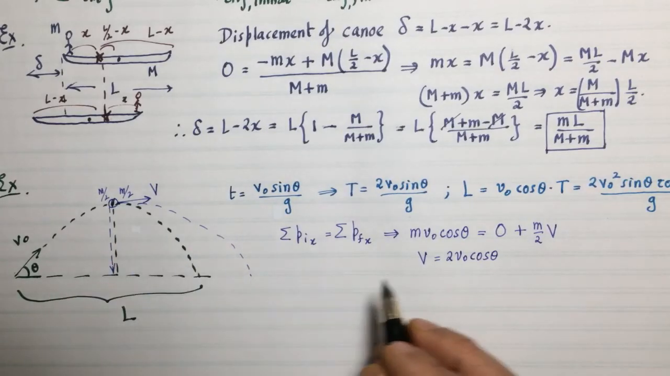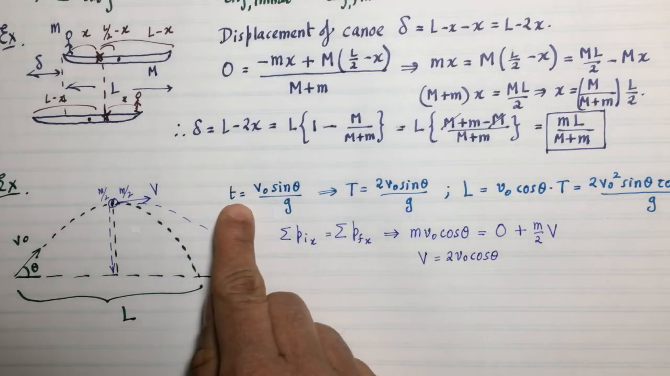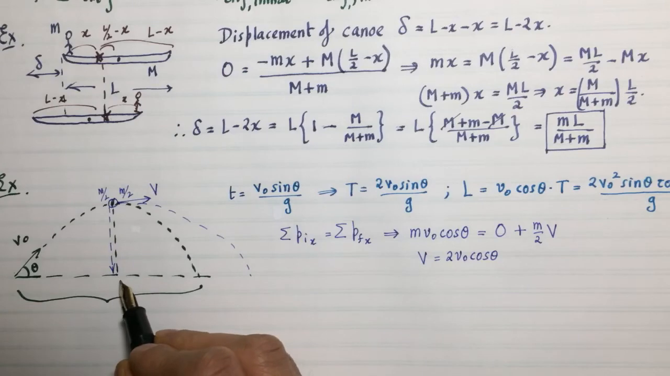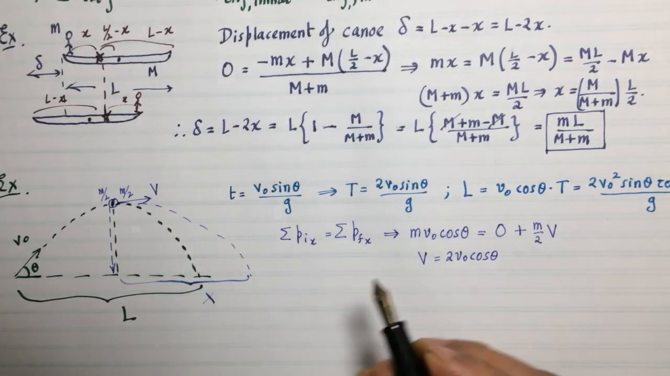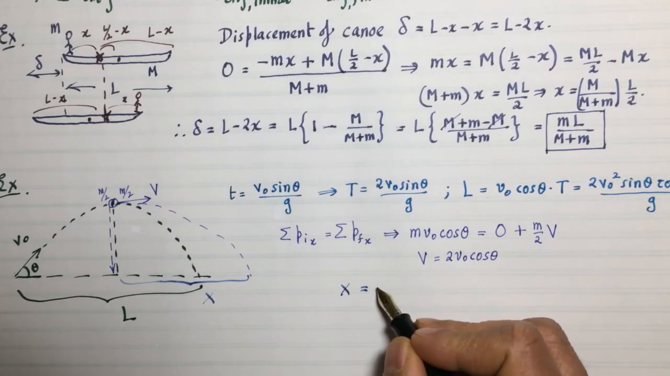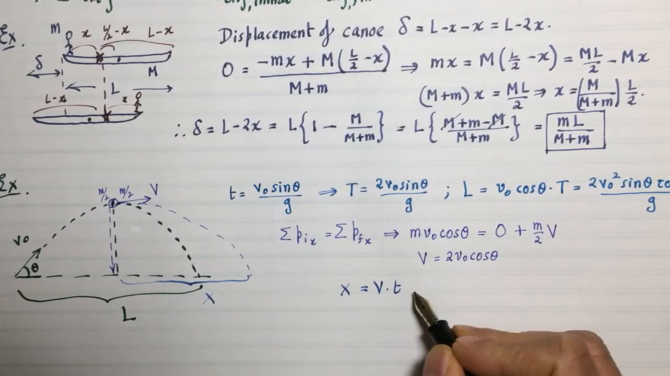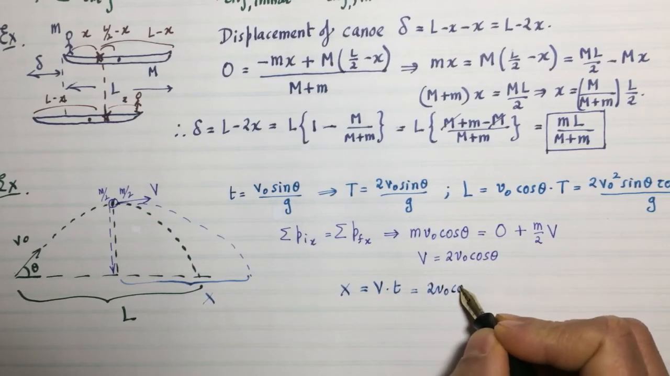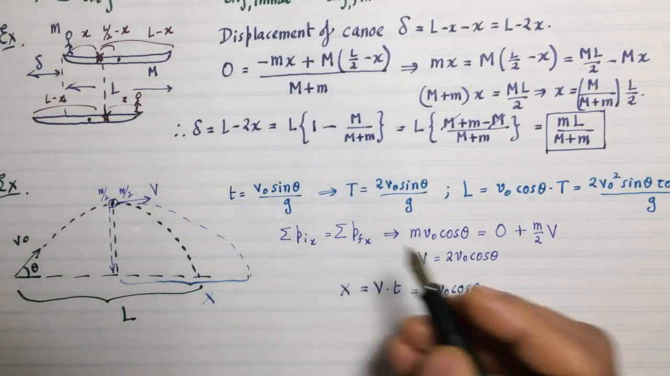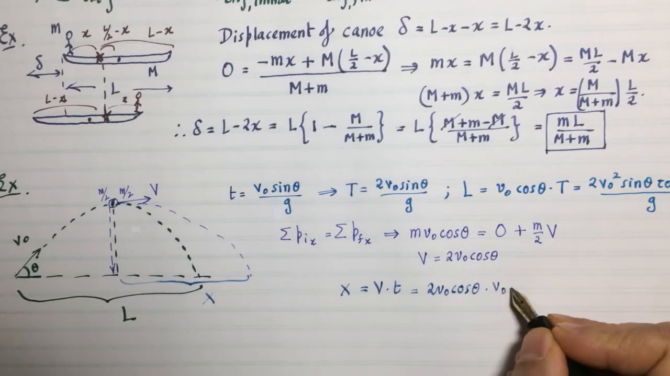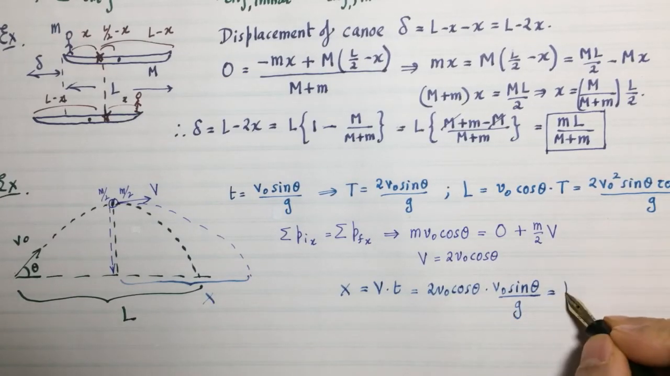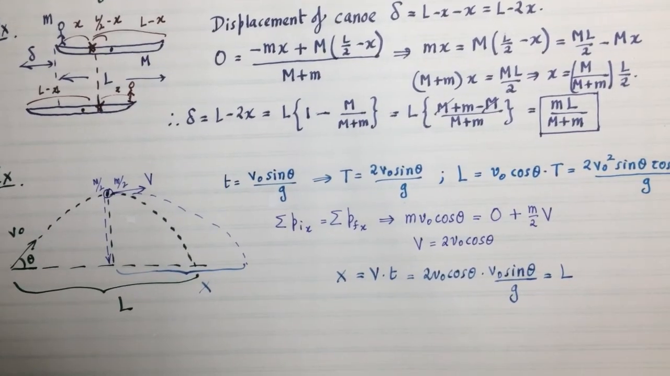So if it goes at twice the horizontal speed, then in the time t it requires to fall down, it'll cover a distance. The new distance, let's call this distance x, is going to be the speed v times the time t for it to fall down. And that's going to be 2 v naught cosine theta for capital V, and for t, the time taken to go down, which is the same as the time taken to go up, is v naught sine theta over g. But observe what this is. This is equal to the range, L. So we have this astounding result that x is equal to L.